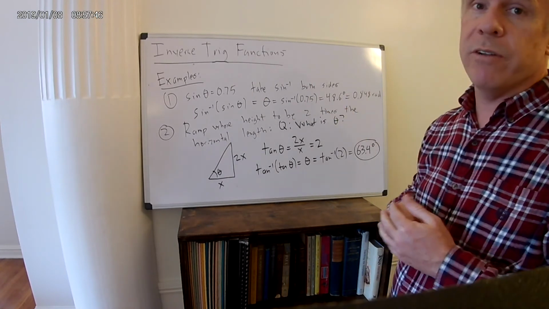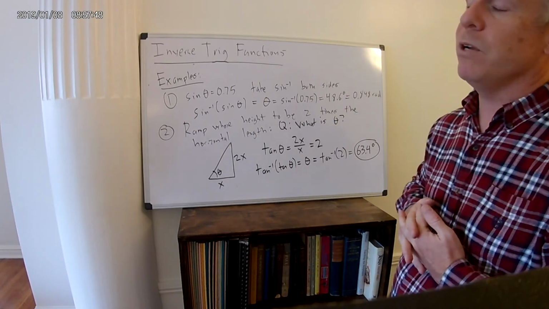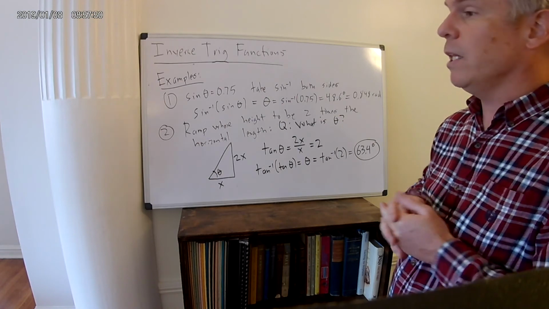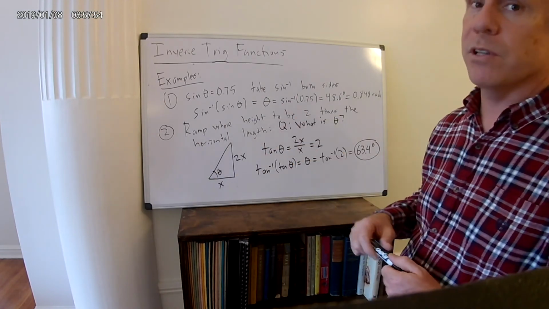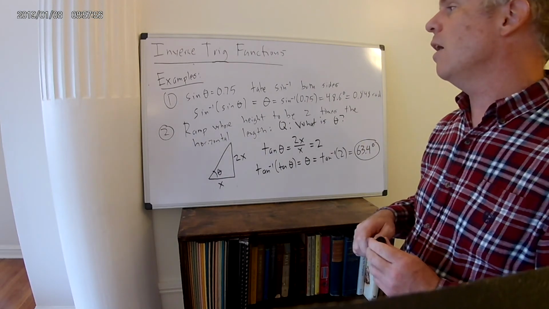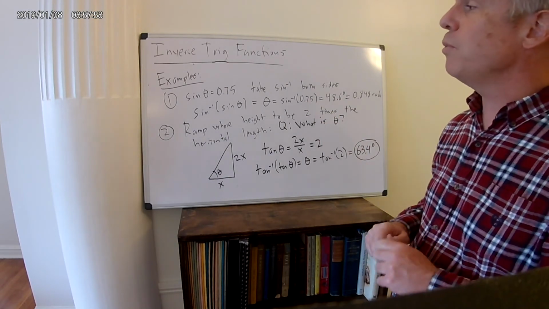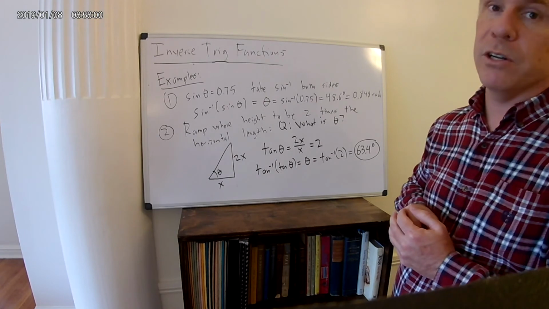Often we need to use inverse trig functions in building, not only building a ramp, but like I built a cabin and I had to do similar calculations for the pitch of my roof, for instance. These are some good, simple examples of inverse trig functions.